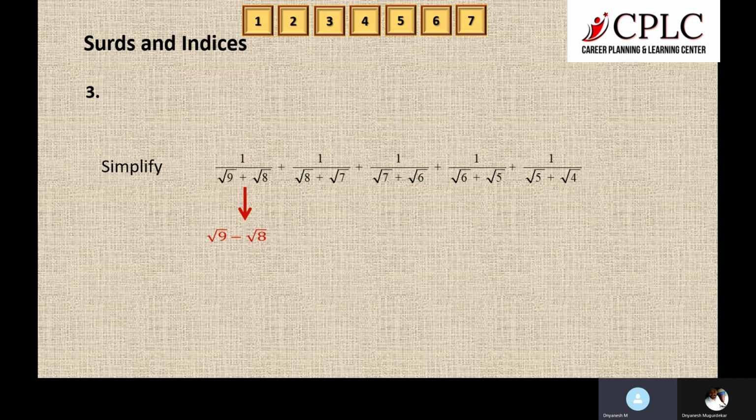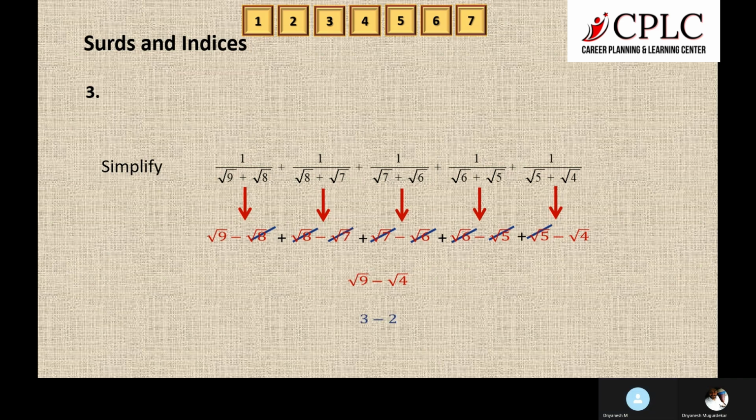Similarly, when you apply that to the other terms, because the numbers are consecutive, all the terms will have the denominator as 1 respectively. So their respective conjugate is the only thing that will be left in the numerator. And now because we are supposed to add them, the alternate pluses and minuses will cancel out each other. So that will give you the answer as root 9 minus root 4, that is 3 minus 2, which is 1.